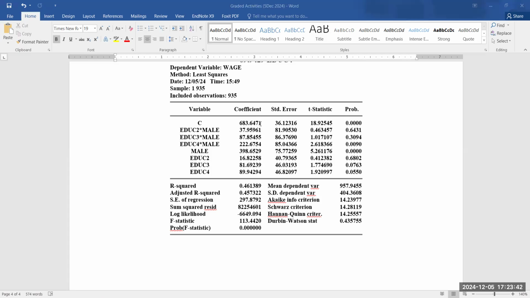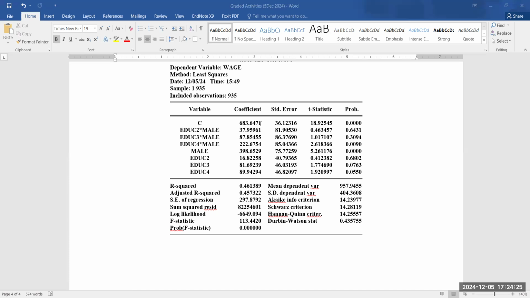Education category 4 multiplied by male, or the interaction term of education category number 4, which is the MSc or higher level, and male is a qualitative variable again. So all these variables are in product form, and all these variables are qualitative in nature because they have been assigned the binary codes 0, 1. The coefficient of the interaction term of higher education and male is 222.68.